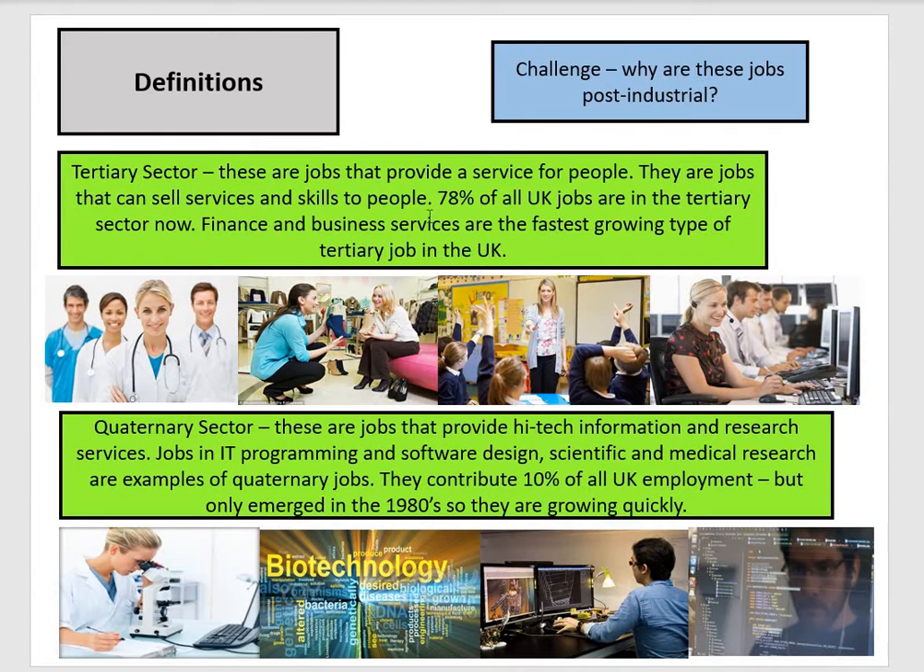We can see here 78% of all UK jobs are in tertiary, and 10% and growing is quaternary. So nearly 90%, so 9 out of 10 jobs in the UK are in these two sectors. So hopefully that makes it clear why we call the UK a post-industrial economy, because a huge amount of our jobs are in these two sectors where you are not working in manufacturing.